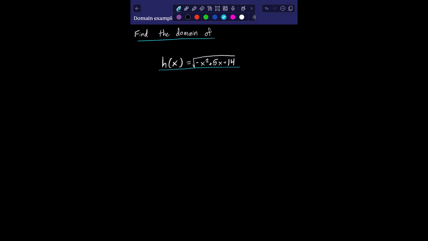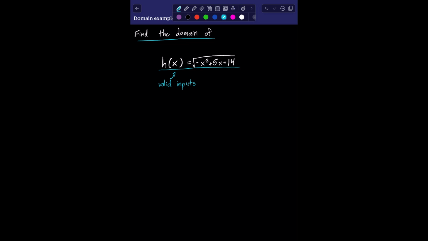Today we're going to be finding the domain of this function, h of x is equal to the square root of negative x squared plus 5x plus 14. In order to do this, we need to find the valid inputs of our function. In other words, we want to know the x values that we can plug in and not have any issues.